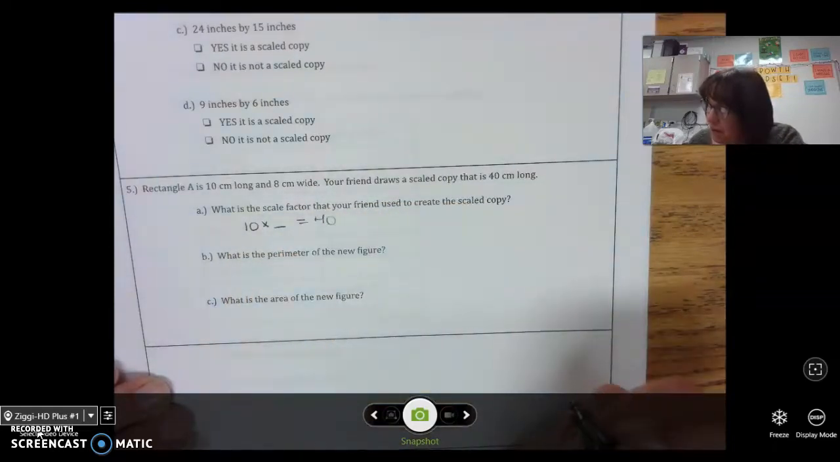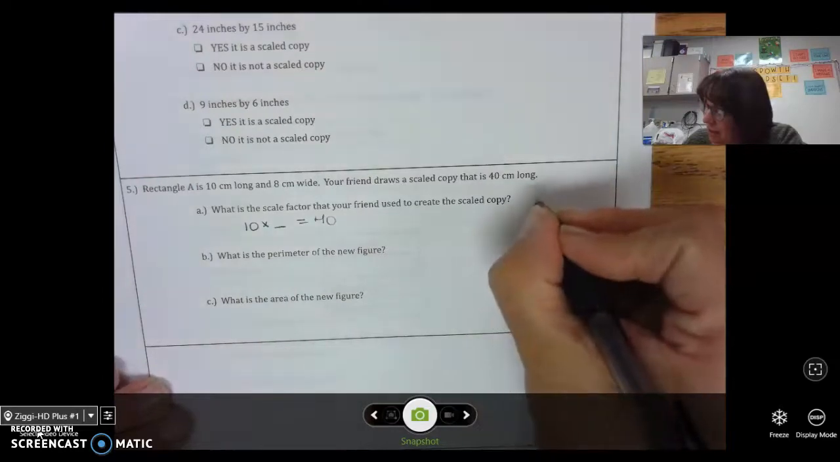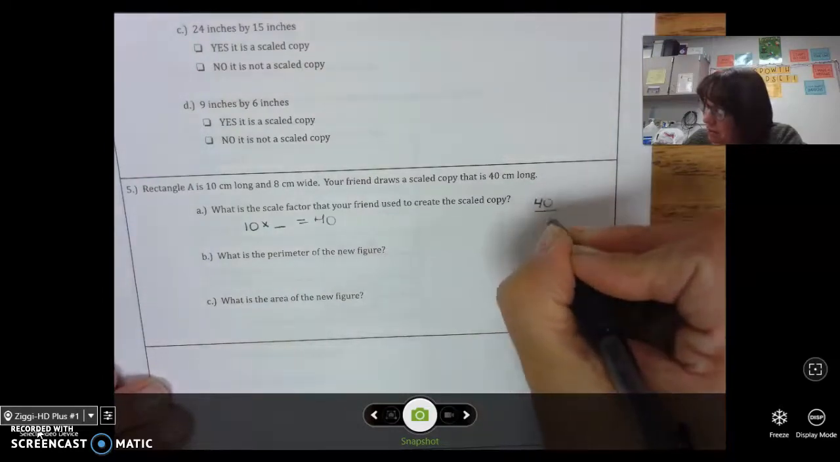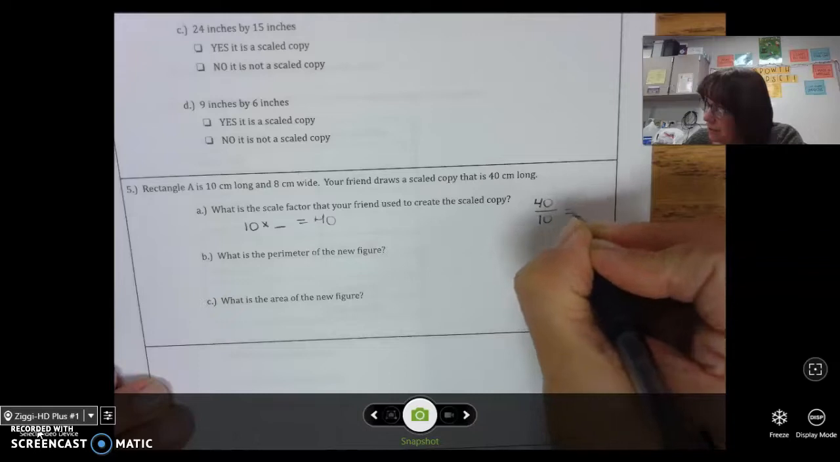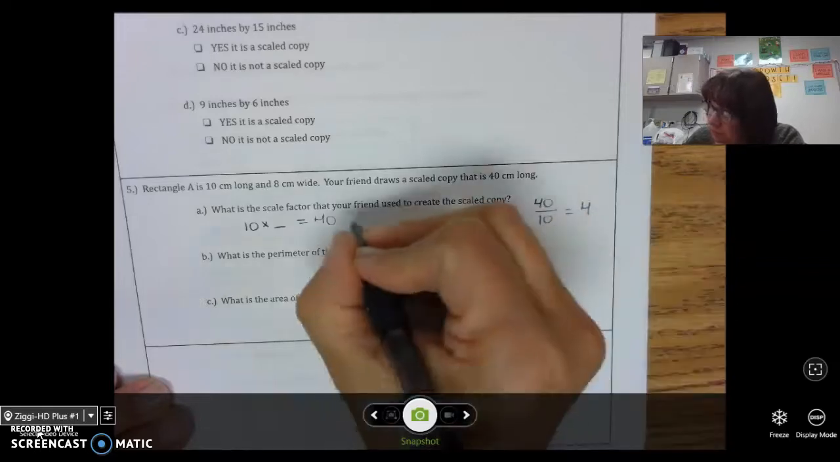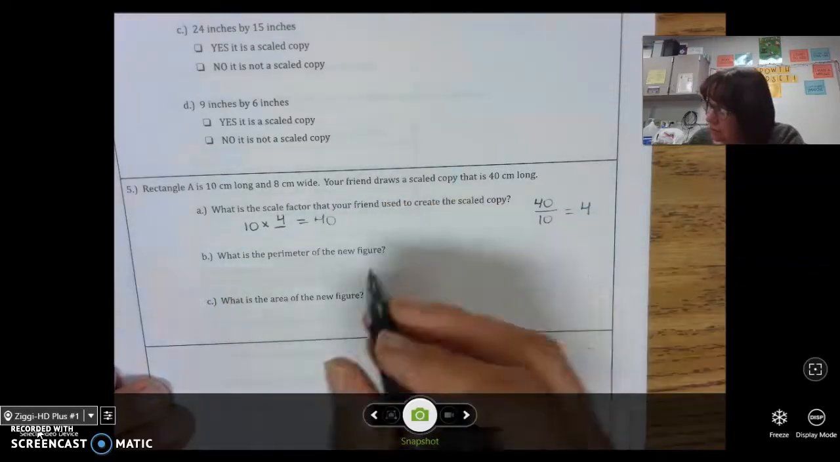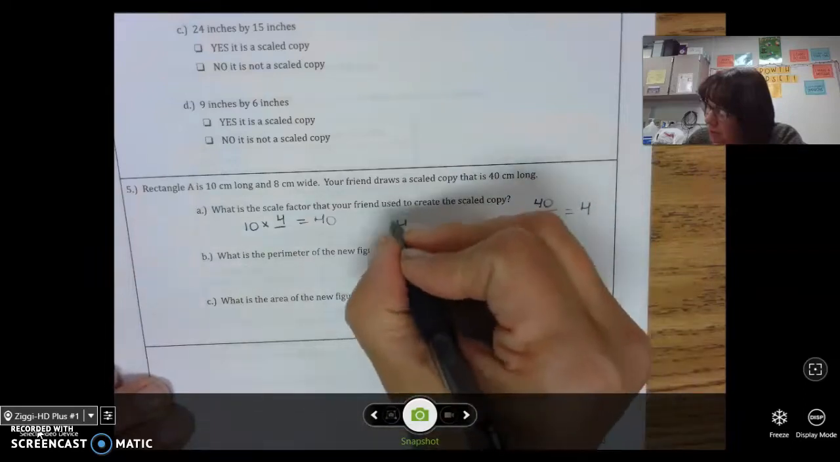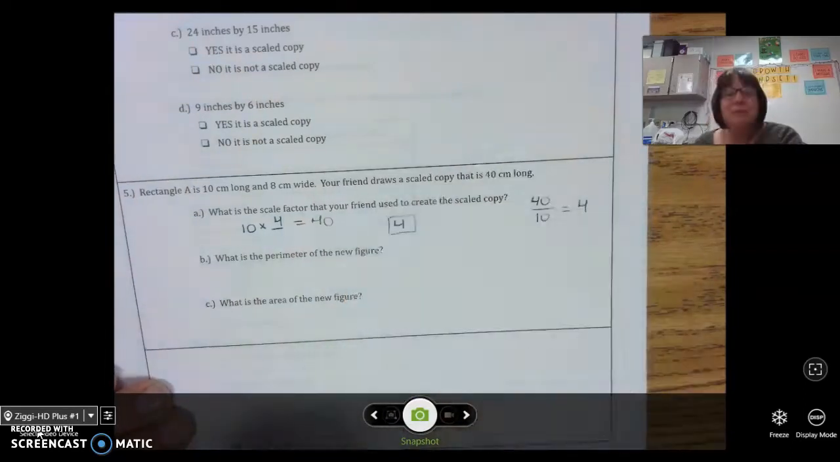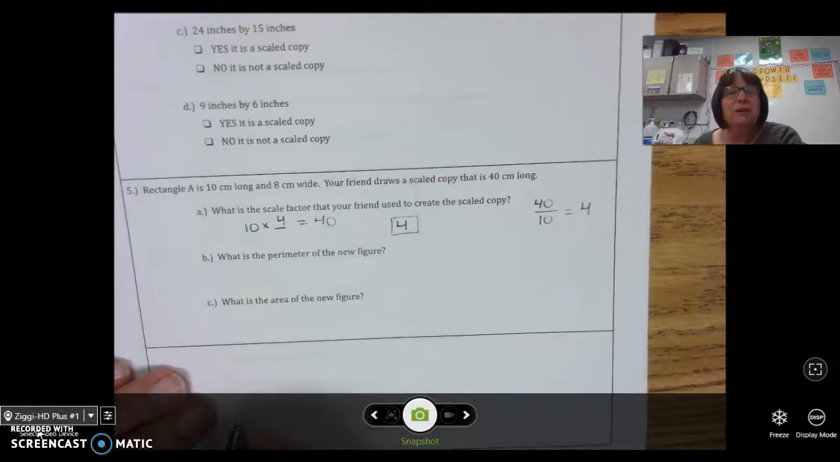Or you can figure it out by doing copy was 40, original was 10, 40 divided by 10 is 4. Either way, 2 different ways. So 4 is my scale factor. What is the perimeter of the new figure?